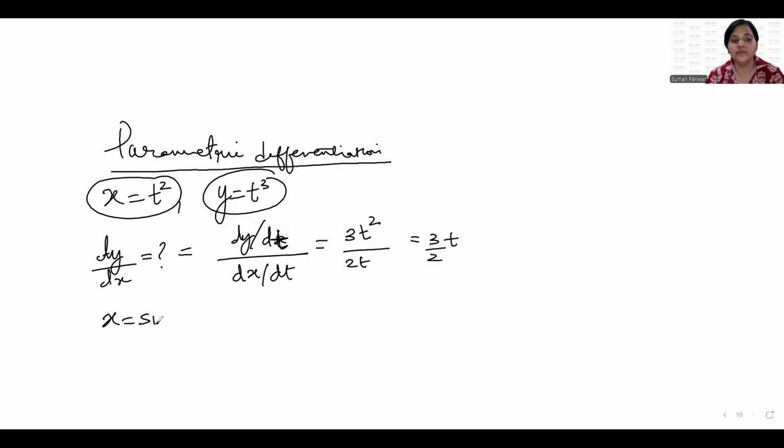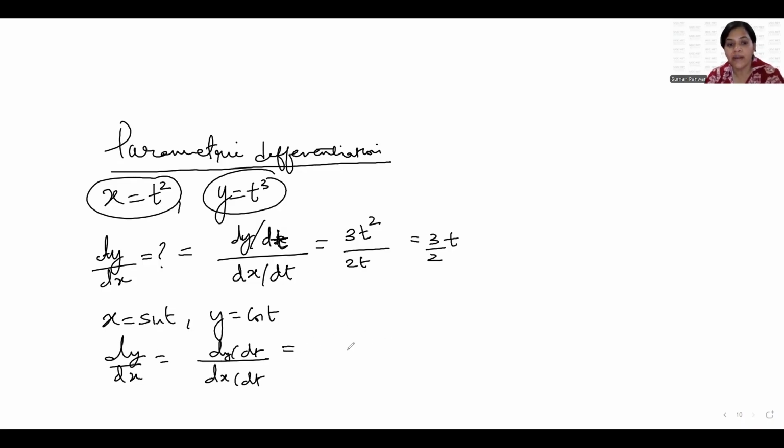Similarly, if x is equal to sine t, y is equal to cos t, then what is dy by dx? So dy by dx will be equal to dy by dt divided by dx by dt. What is dy by dt? Minus sine t. What is dx by dt? Cos t. So this will come out to be minus tan t.